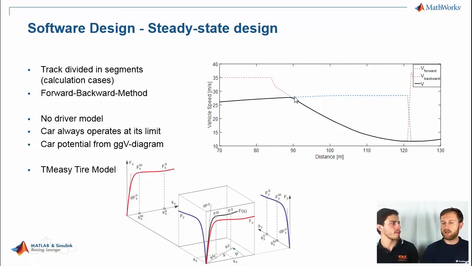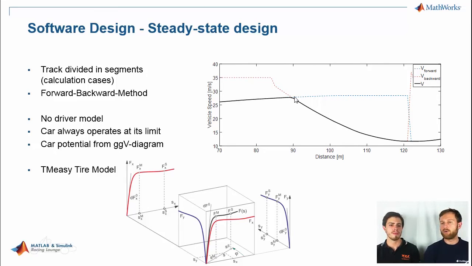Okay, so basically what you have written there is you need no driver model. This is now completely clear to me, because you're always calculating the optimum. Exactly, we're always taking the car at its limit, so that we don't have to depend on a driver model. And the calculation of the car's potential is made through the ggV diagram. You always get the information whether the car is at its maximum from the ggV.